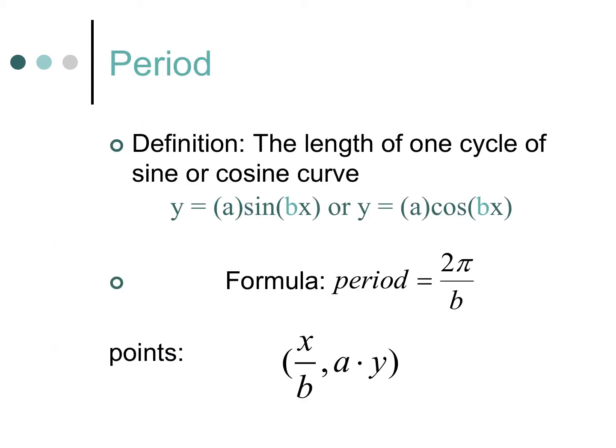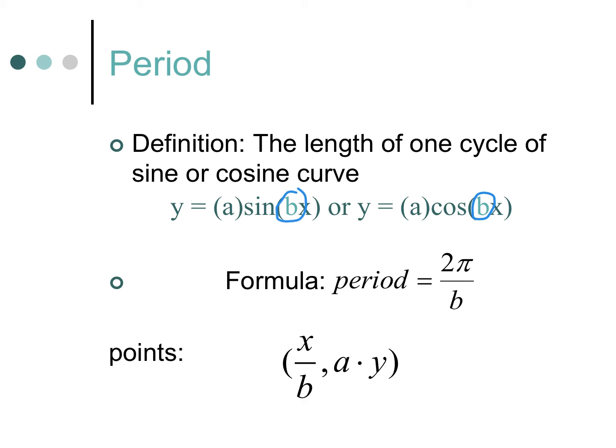For our second change, we have our period shift. So the period is the length of one cycle for the sine or the cosine. Our normal period, as we discussed, was 2 pi for both the sine and the cosine, but this time your b value is going to be changing your period, and it's going to be the value that is multiplied by your x.